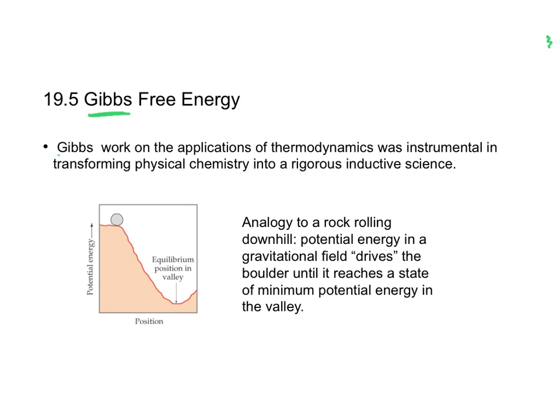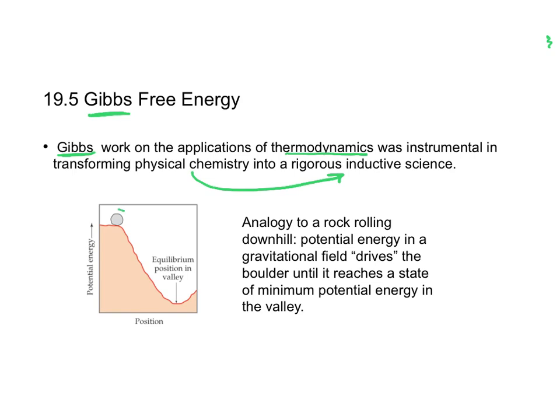Well, Gibbs was the first American to earn a PhD, and he earned it at Yale. And what he did is he applied thermodynamics, and when he did that, he transformed what was really physical chemistry into a rigorous inductive science, best left for an upper level course. What do we want to do in this section for us in Chemistry 1220?